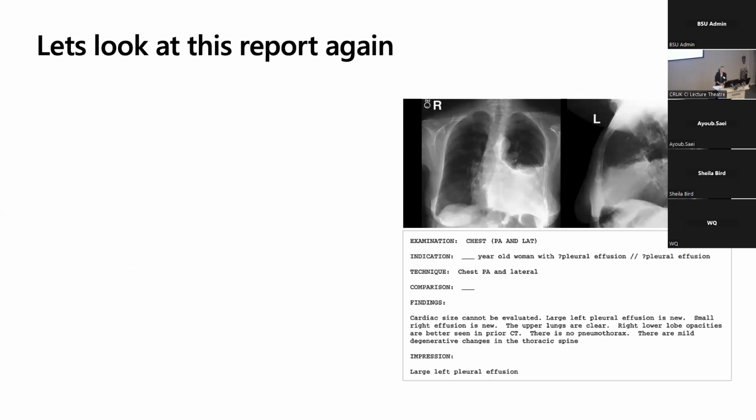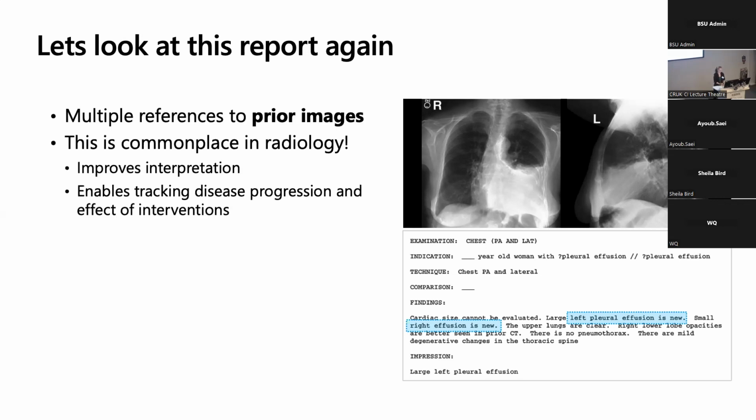So let's go back to this report. We noticed something. There are mentions of change. Large left pleural effusion is new, right effusion is new, maybe something is resolved or changed or is stable. This is very common. In fact, it's arguably recommended. Looking at previous images can improve interpretation and also enables you, especially, I should have mentioned, this is an ICU data set, so many of these patients are getting a chest X-ray every day, to track disease progression and see, is this treatment working? Do we need to change?